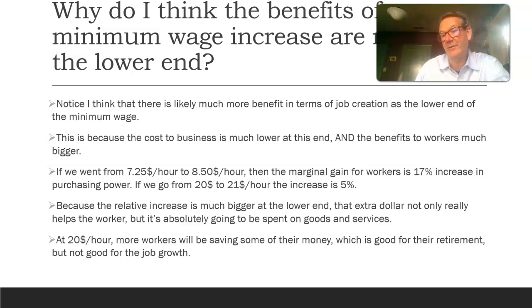And the other thing is at $20 an hour or 21, right? At this higher end of the minimum wage, more workers will be saving some of their money, which is good for their retirement, but not actually good for job growth, right? Job growth happens because dollars get respent and circulated through the economy. And if you plunk it in your savings account, that stops. You're no longer spending.